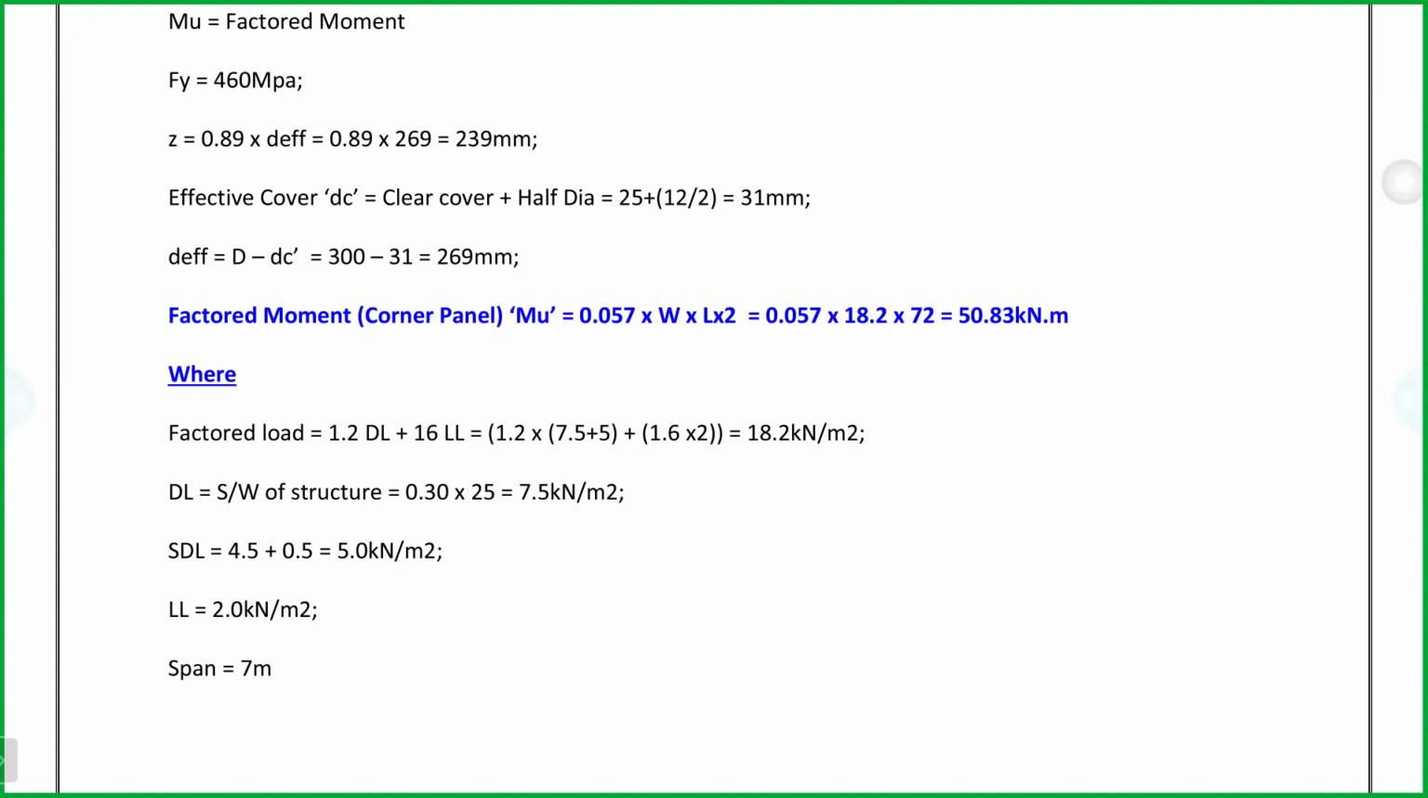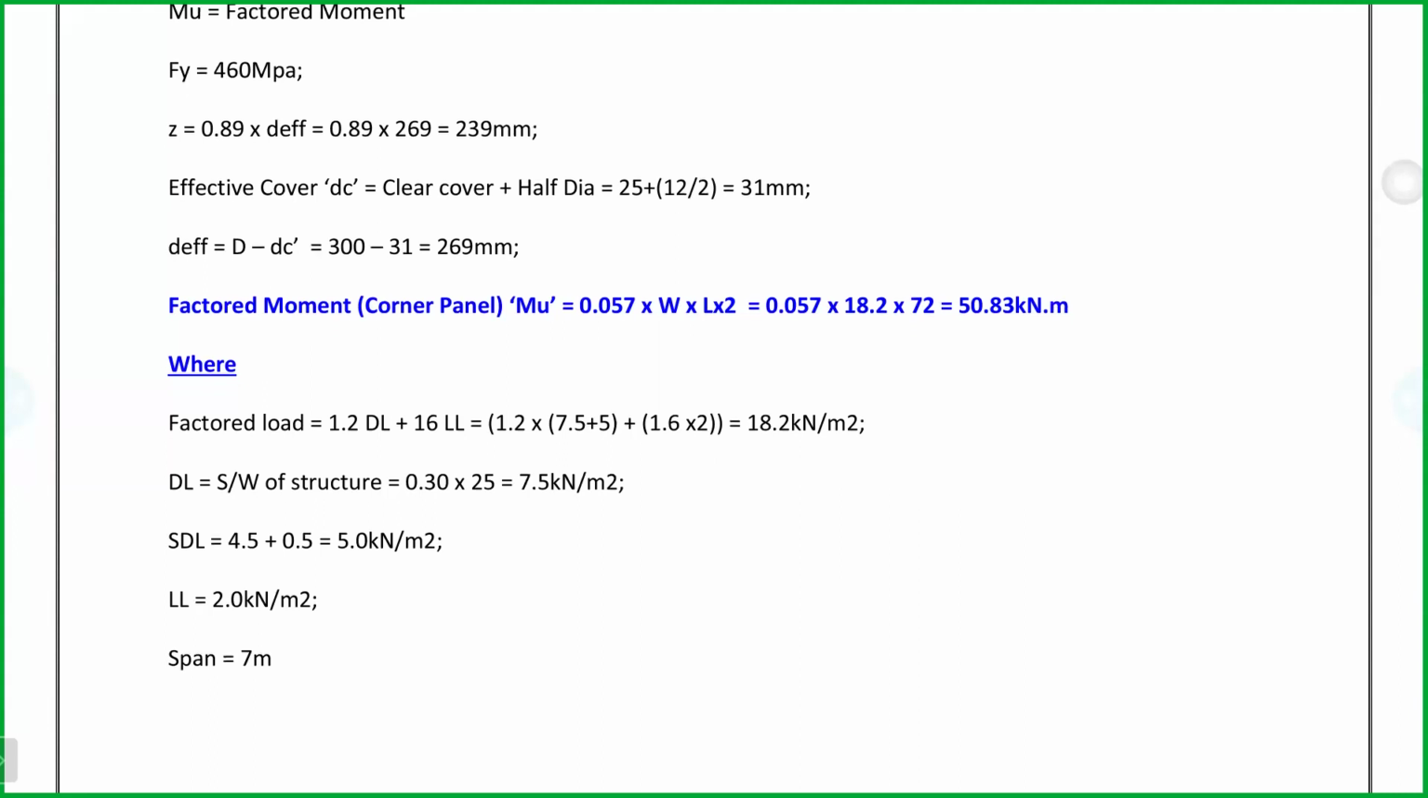So for ours it is actually the corner panel, because there is no slab continuing further on the left-hand side. So the factor is 0.057. Don't bother about this value, I'll give it to you separately. When you calculate it, you will get 50.83 kilonewton meter. This is the moment. Understand? Then I'll go further.